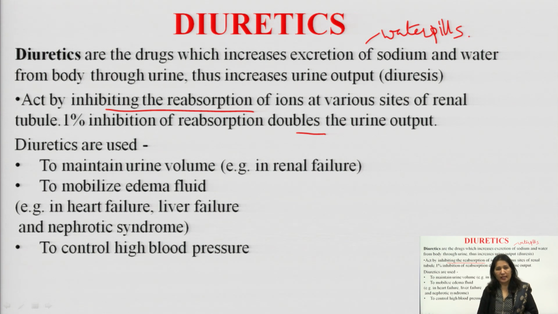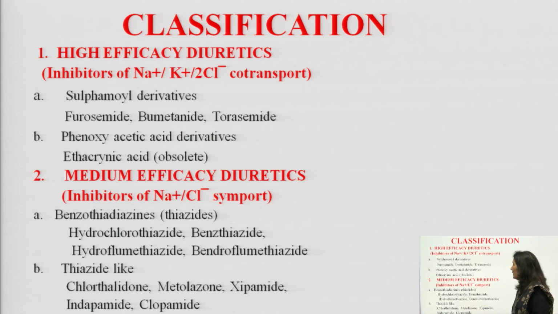Because it increases the excretion of sodium and water, diuretics are used to maintain urine volume in renal failure patients. They are also used to mobilize edema fluid, for example in heart failure, liver failure and nephrotic syndrome, where they remove abnormal fluid that gets deposited, and they are also used to control blood pressure. So this is the classification.